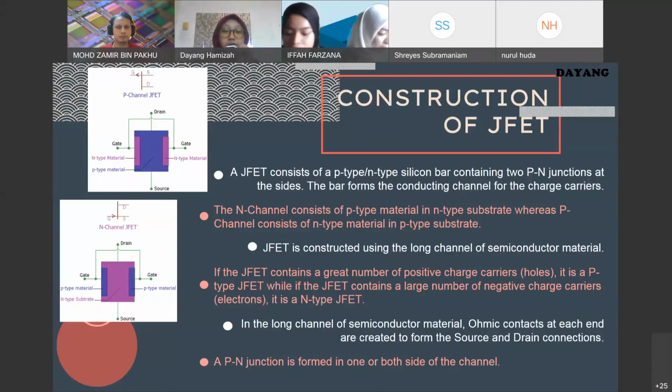In the long channel of semiconductor material, ohmic contacts at each end are created to form the source and drain connections, which is at the above and the below one. A PN junction is formed in either one or both sides of the channel. Next.